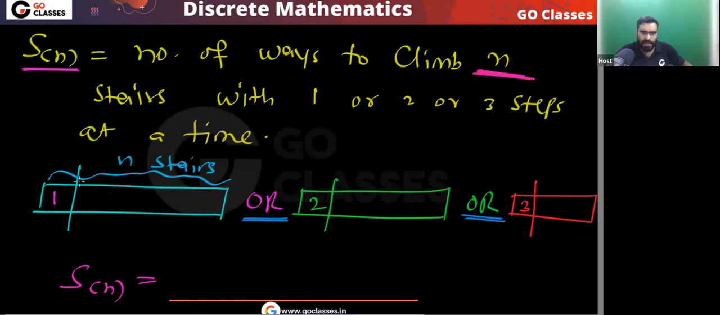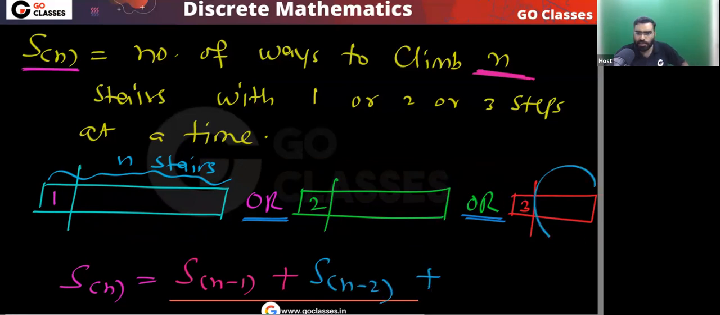Okay. Very simple. If I start with 1 step, then what is the remaining work? I have already taken 1 step. Now I need to climb n-1 stairs. Plus, if I start with 2 steps, then I need to count how to climb n-2 stairs. And if I start with 3 steps, then I need to count how many ways to climb n-3 stairs. So this is your recurrence relation.